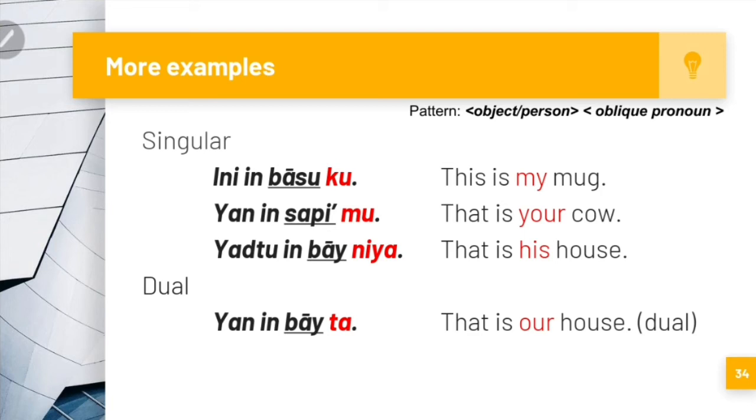Yan in sapi mo. Yadtu in bahay niya. And for dual form, yan in baita.